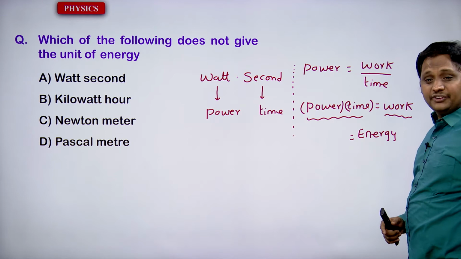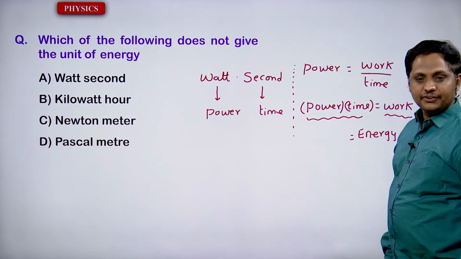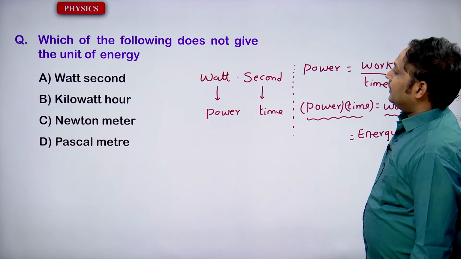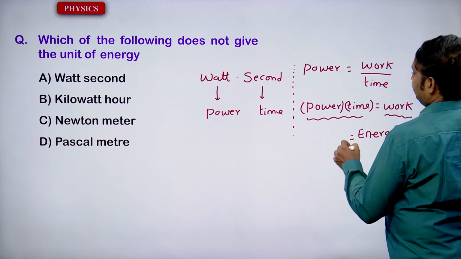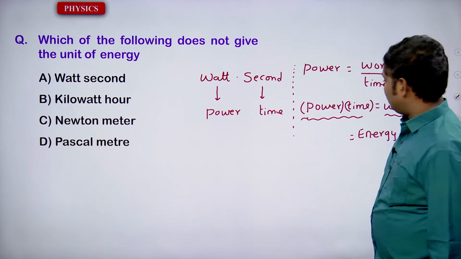Yeah, we have to consider work done is also energy. So, the first option, watt second, represents energy and gives the unit of energy, it is very clear. Okay, all right. Kilowatt hour.